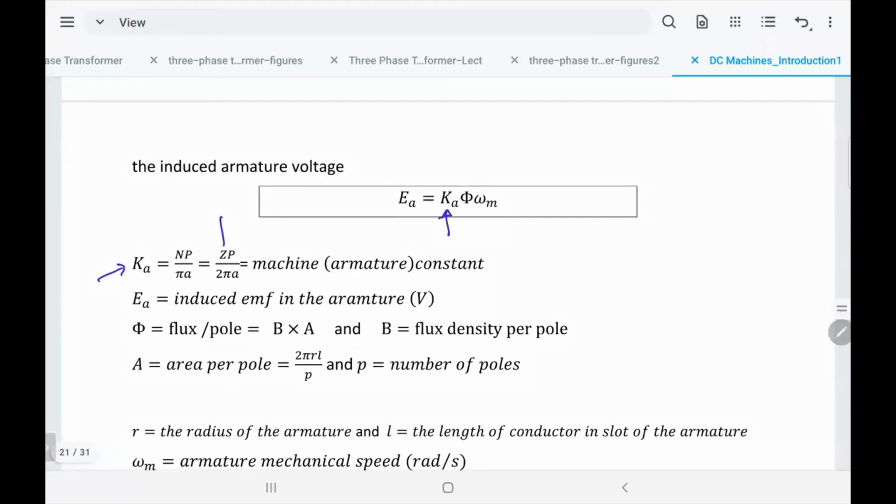What's phi? Phi is the flux per pole. Under each pole, what is the amount of flux? How can you calculate it? You should know the flux density under each pole and then multiply it by the area of the pole. So that's the pole, and you should find the area. How do you find the area?